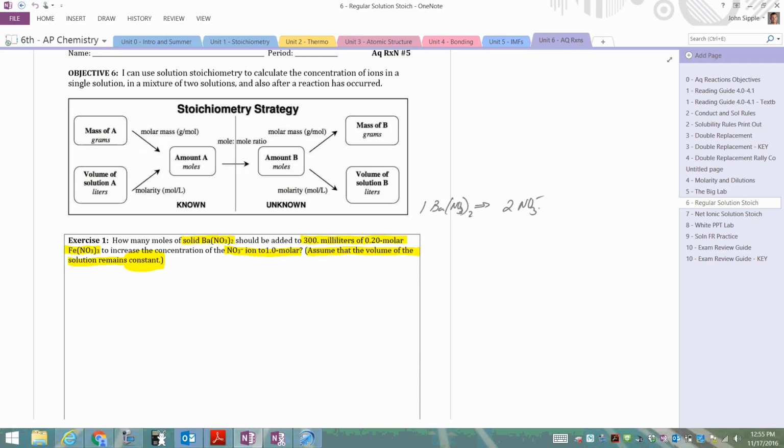Would you do something like that, moles over 0.3 liters? Well, yeah, you're getting there with what we want to do. We need to find the current concentration of nitrate ions in solution. That's the first thing we need to do here, our first step. Because we have to figure out how many more nitrate ions we need to add to get to 1 molar. We're not there yet, so we need to figure out where we started.